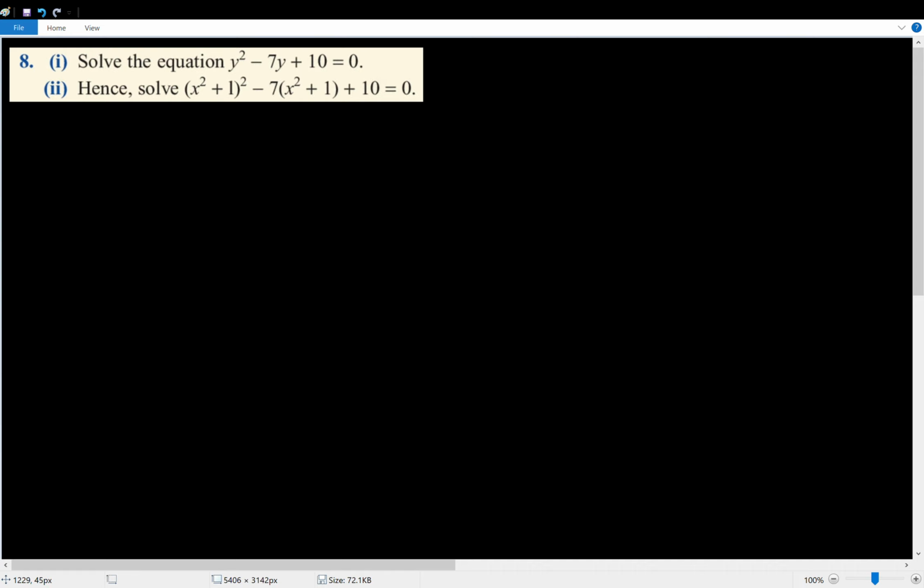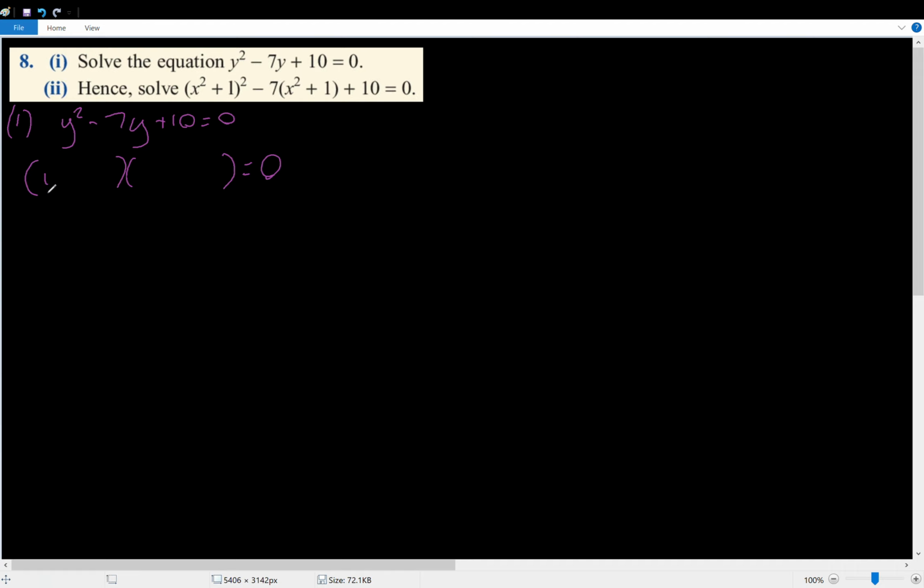So let's do this one step at a time. So we'll start with part 1. We have to solve y squared minus 7y plus 10 equals 0. So we're going to factorize this out in order to solve it, because that's how we have to solve quadratics like this.